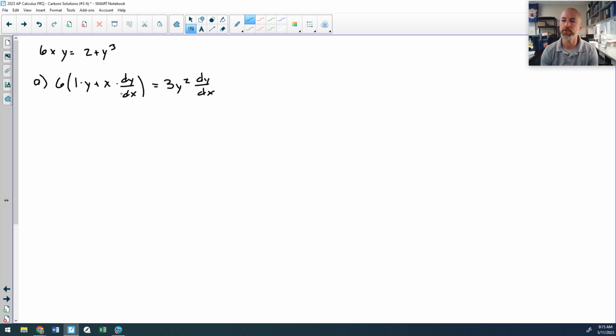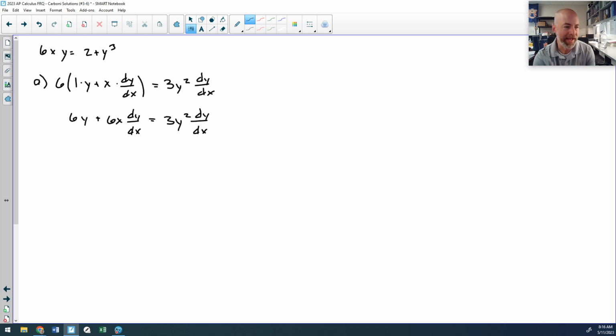And then we need to solve that for dy/dx. So now I'm going to distribute that 6. So 6y plus 6x dy/dx, and you can use y prime. There's nothing wrong with using y prime instead of dy/dx. The problem with y prime is it looks a heck of a lot like y to the first power, and it can lead to careless mistakes. So I like to use dy/dx. It's a little bit easier to identify.